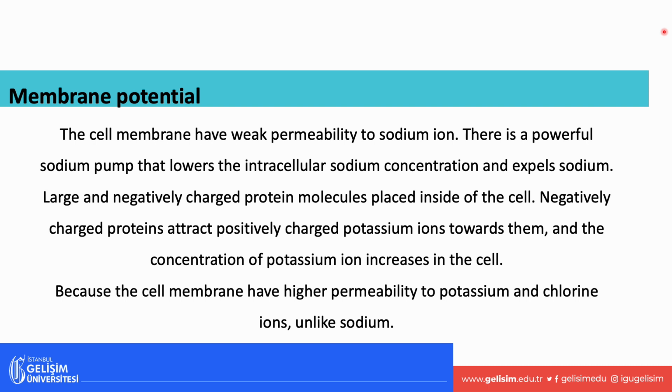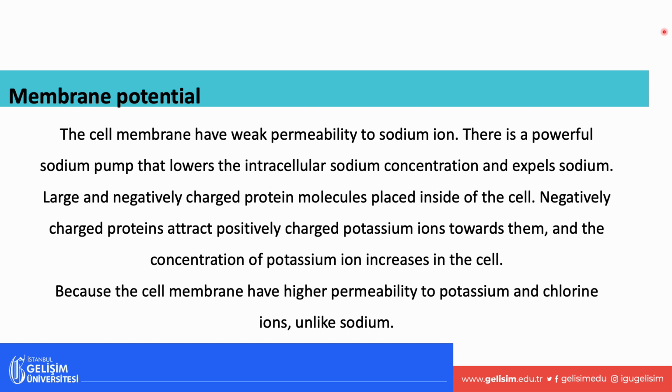to increase. Now, this happens because the cell membrane is more permeable to potassium and chloride ions than it is to sodium ions. So this means that potassium and chloride ions can more easily move in and out of the cell compared to sodium ions.